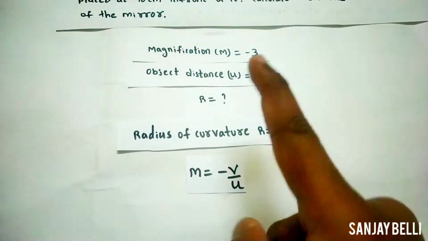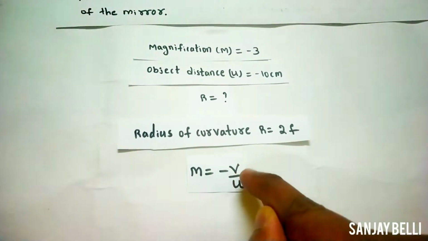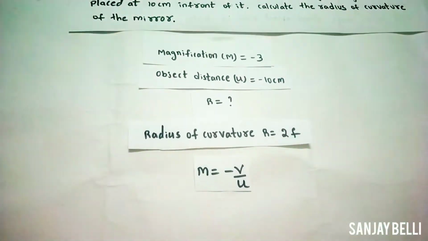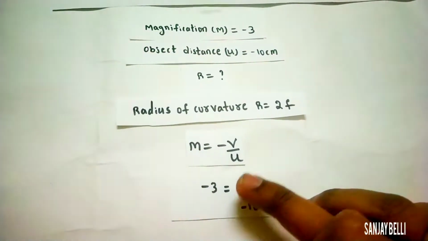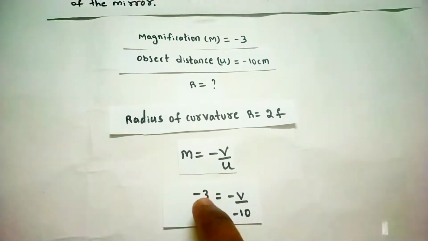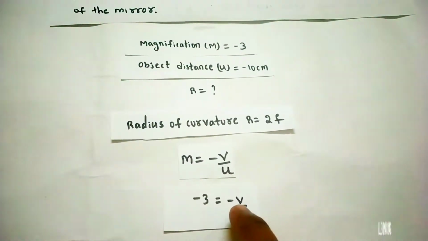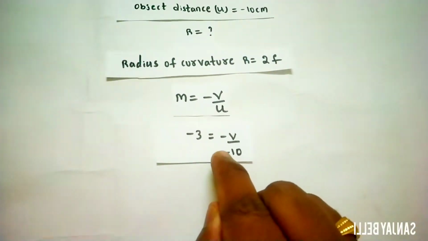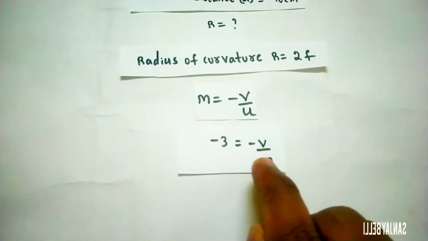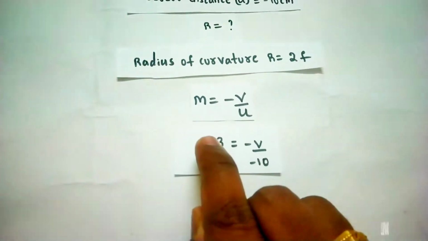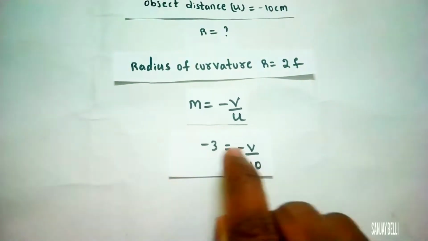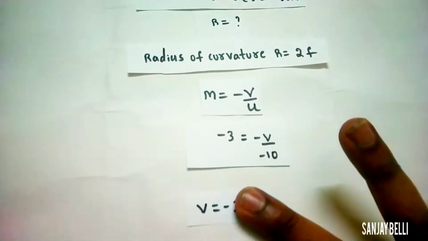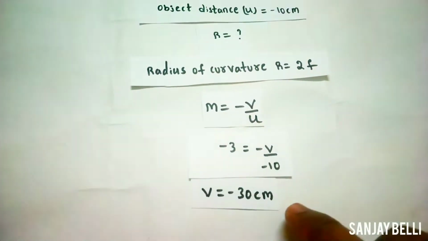So here m equals minus 3, v means v only, u means minus 10. Here you can see, I substituted m as minus 3, v as v itself, and u is nothing but minus 10. Here minus will get cancelled, and the 10 will be multiplied by the 3. So 10 3s are 30. So your v value is 30 centimeters.